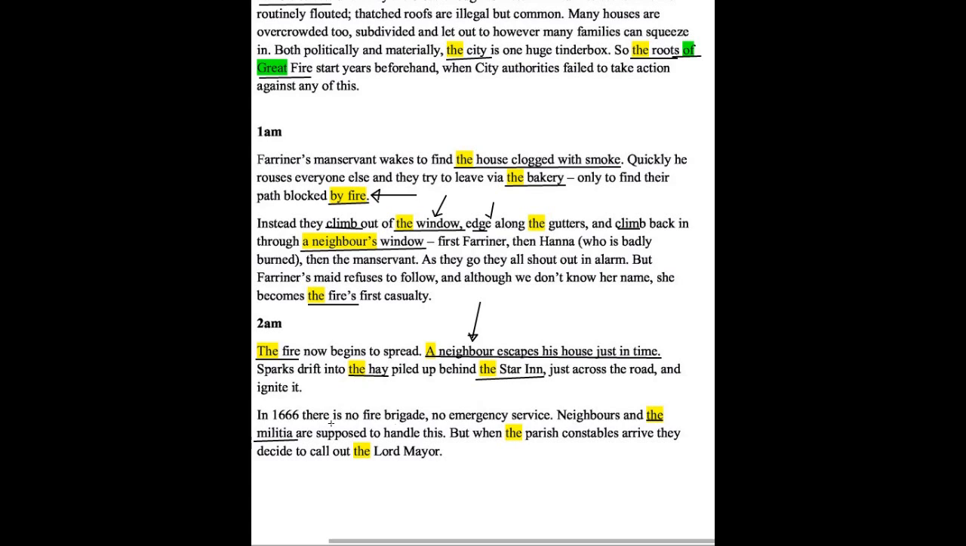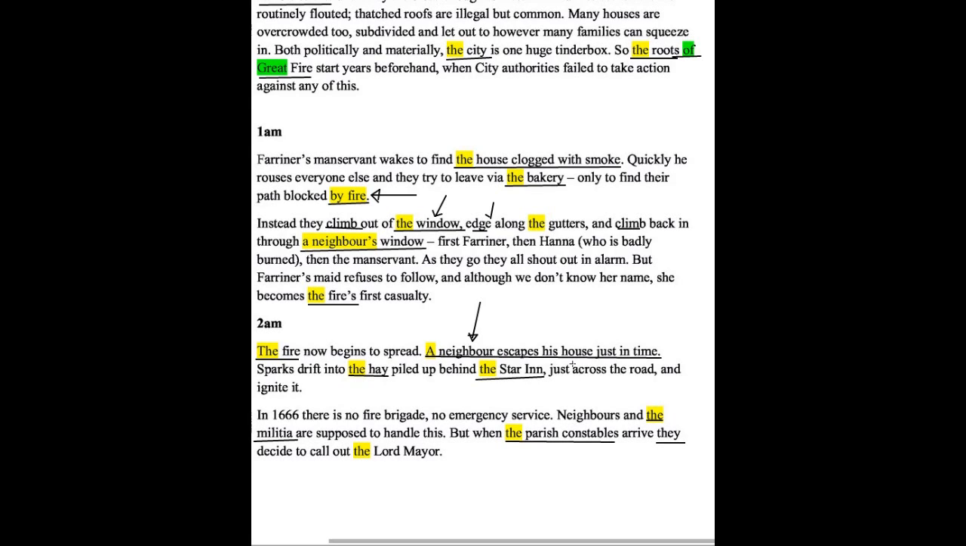There's only one. They are supposed to handle this, but when the parish constables arrive, they decide to call out the Lord Mayor. Now, we could actually get rid of the there. We could say, but when parish constables arrive, meaning any of them. But here it just makes them a bit more definite. The ones who arrived, they're the ones who decide to call out the Lord Mayor. But it could be possible to. It's just a bit weird not to use the when you've got they in the same sentence and you've got what they did. And so it's really quite defined.